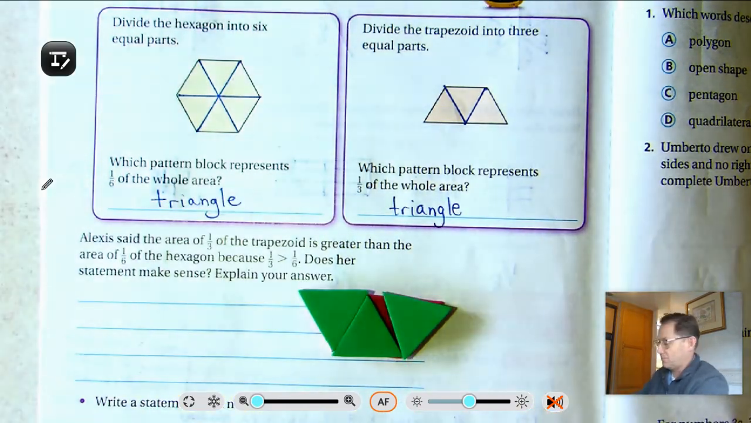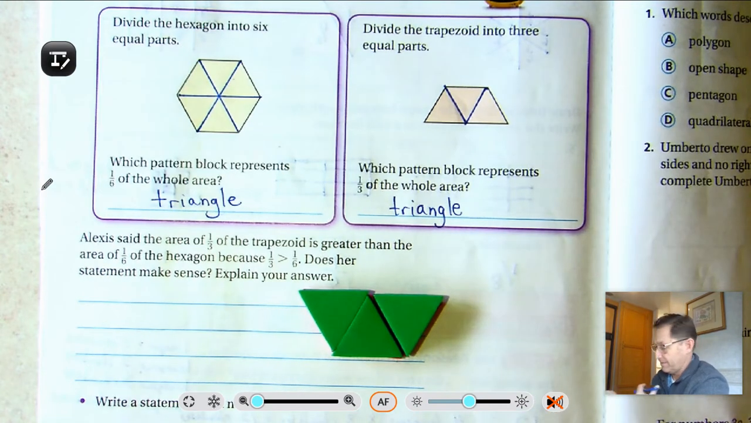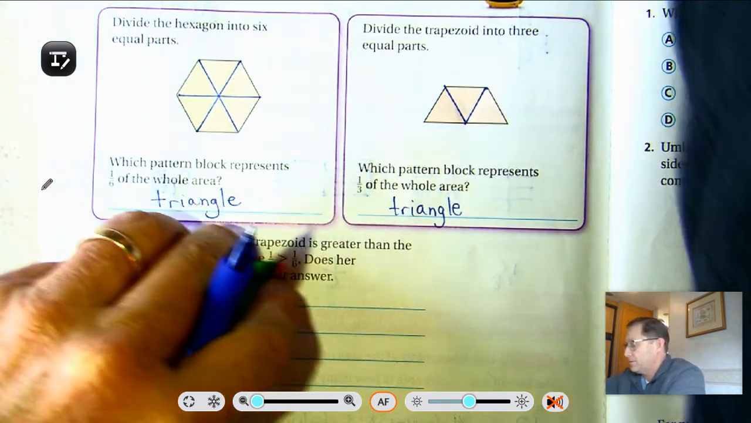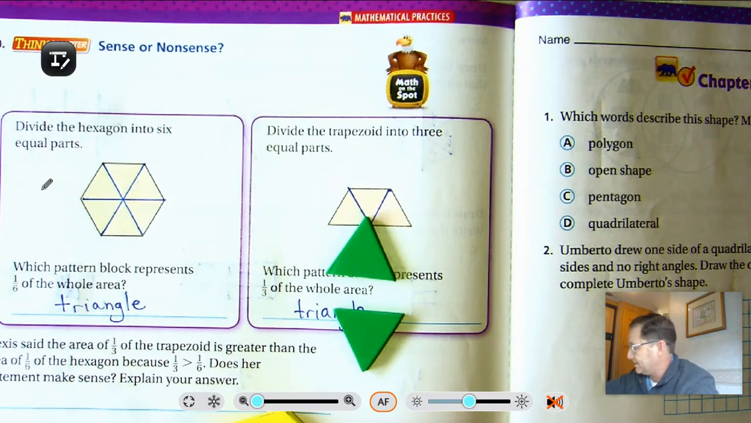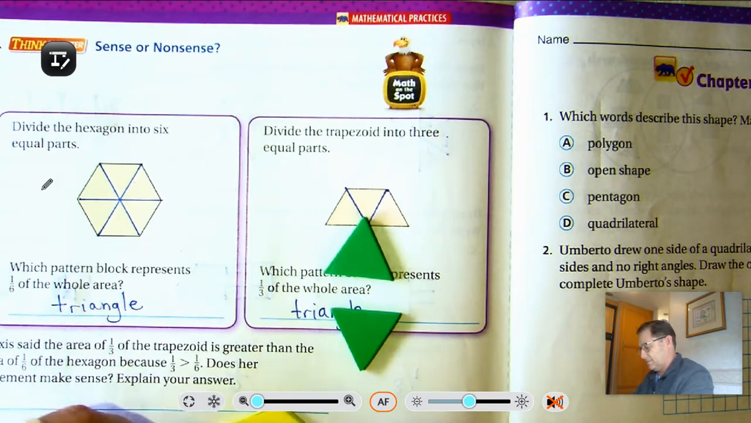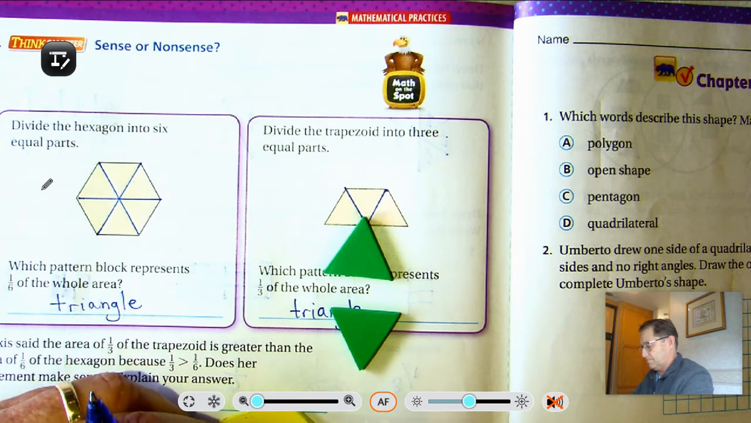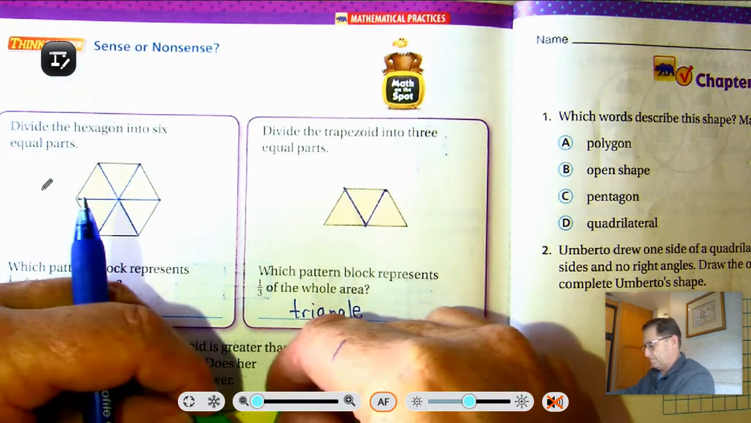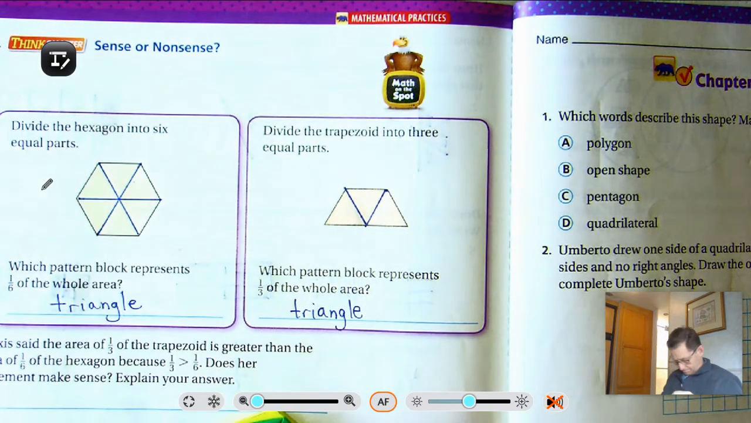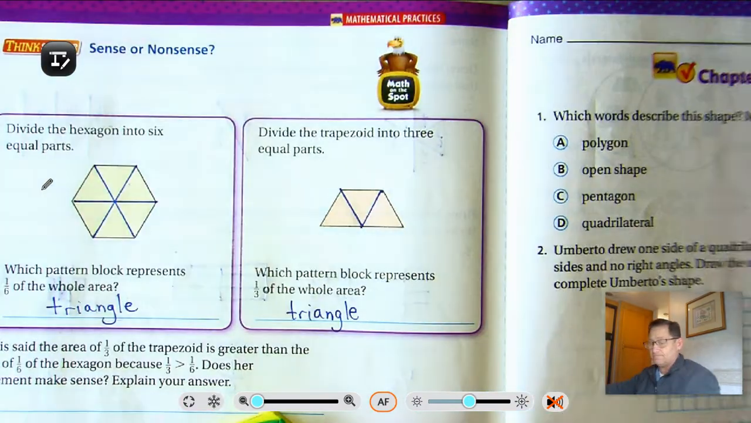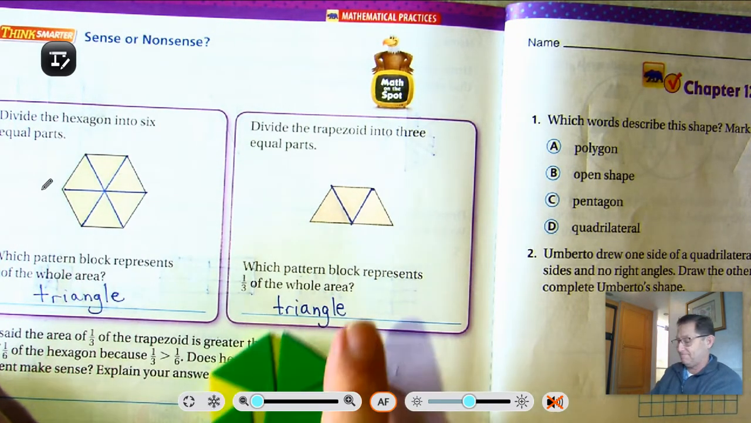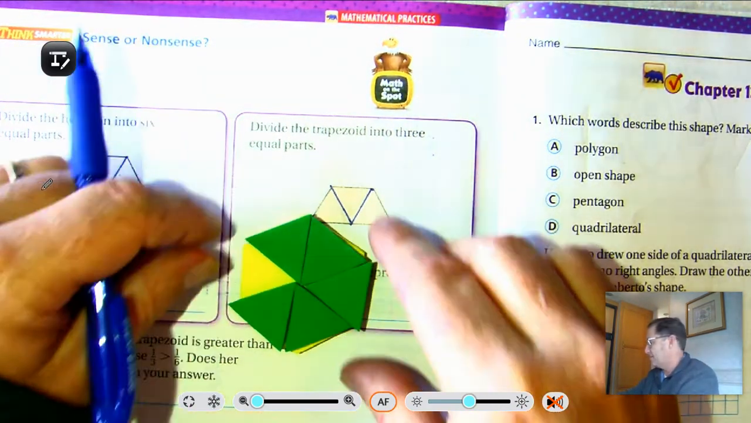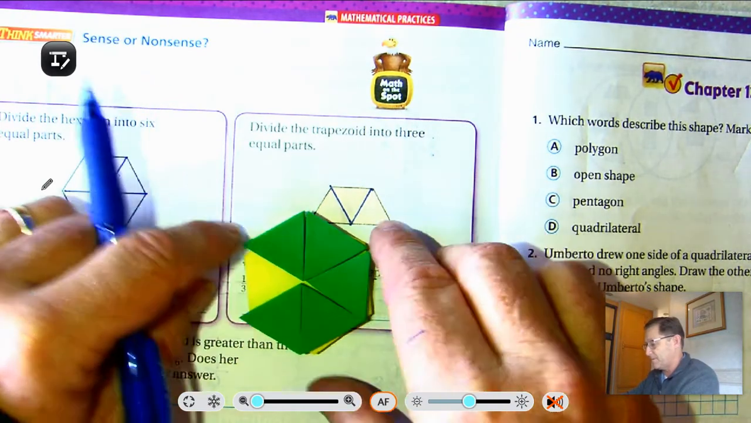We see that this trapezoid is broken into 3 pieces, right? And there's a green triangle, so keep that in mind. So then, if we have the hexagon, and we break it into 6 equal parts, I seem to have misplaced that triangle. Well, it would be 6 triangles, right? Okay.